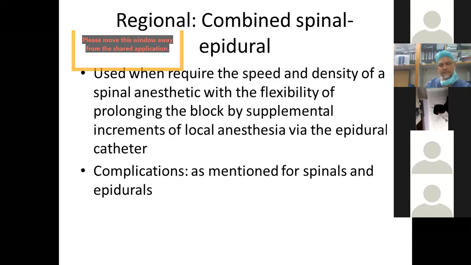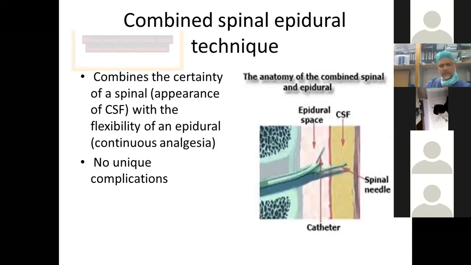Combined technique is used when there's a chance of prolonged duration of surgery and you also need an immediate block, so we can combine both spinal and epidural. We administer the drug intrathecally, the spinal, so that we can quickly start the surgery, and then we give a continuous infusion or boluses for prolongation of the surgery. The drug is administered intrathecally through the spinal needle, then the needle is taken out, and the catheter stays in the epidural space.